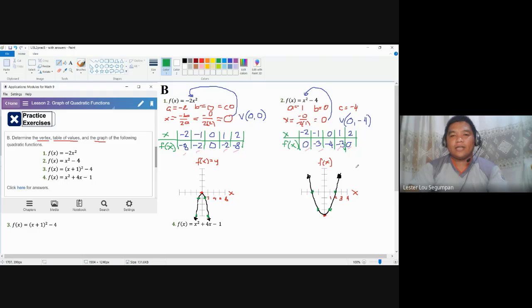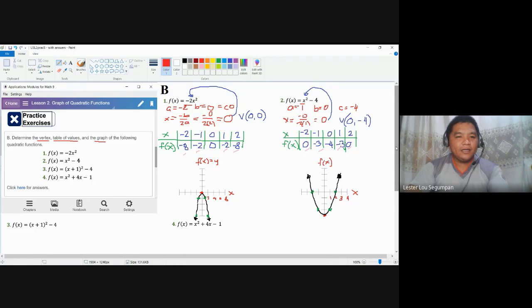We could also analyze using the leading coefficients. The leading coefficient for number 1 is a negative value. The leading coefficient of number 2 is a positive value. If it's a positive value, the parabola should open upwards. If the leading coefficient is a negative value, it should be opening downwards. That is an additional analysis that you could make.